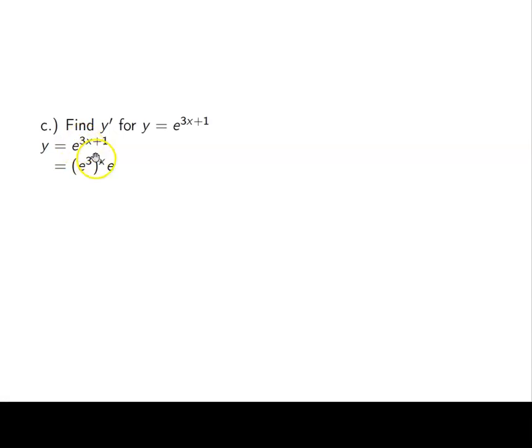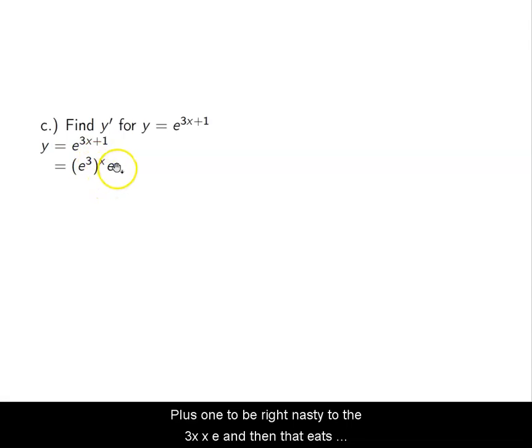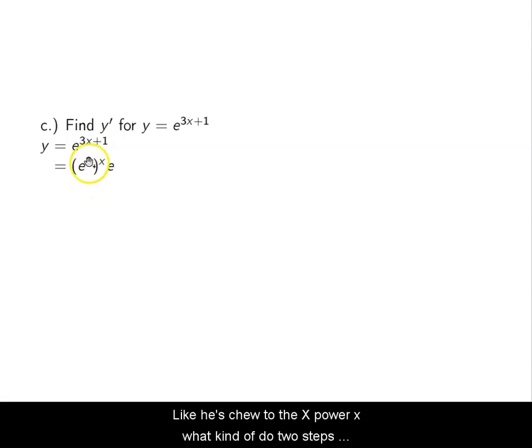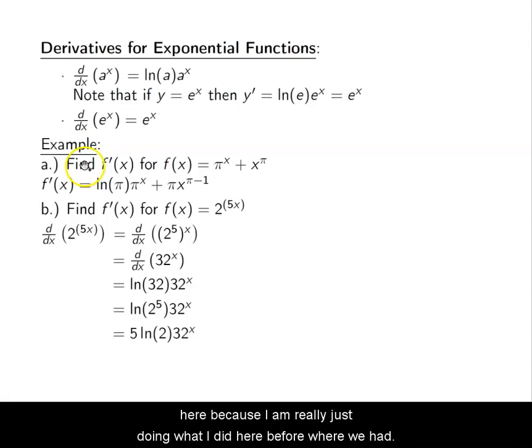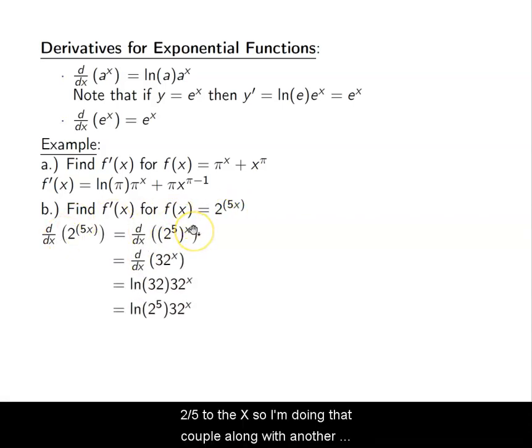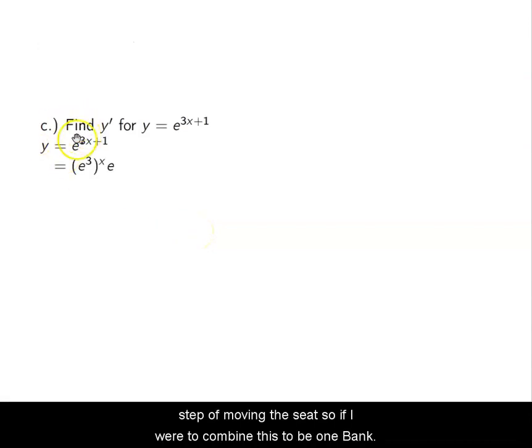e to the 3x plus 1 can be written as e to the 3x times e, and then that e to the 3x I can separate to look like e cubed to the x power. Okay, so I kind of did 2 steps here because I am really just doing what I did here before, where we had 2 to the 5x, and I rewrote it as 2 to the 5 to the x. Okay, so I'm doing that coupled along with another step of moving this e. So if I were to combine this to be one base, you should notice that it would be the same thing, e to the 3x plus 1.